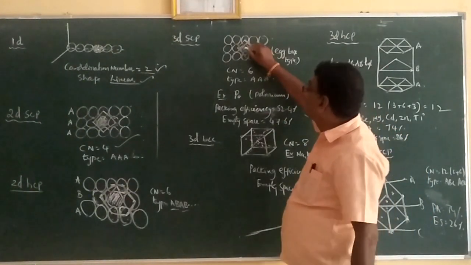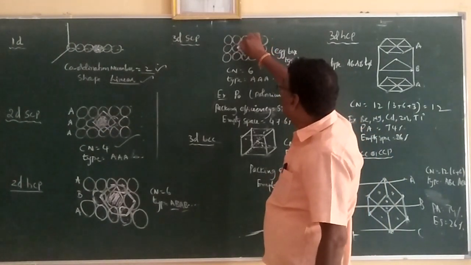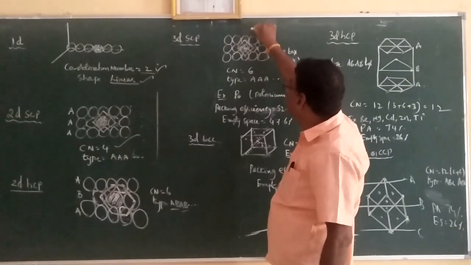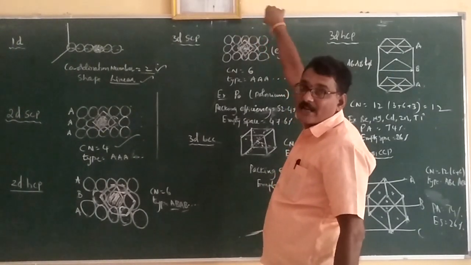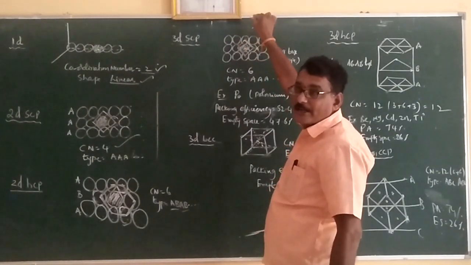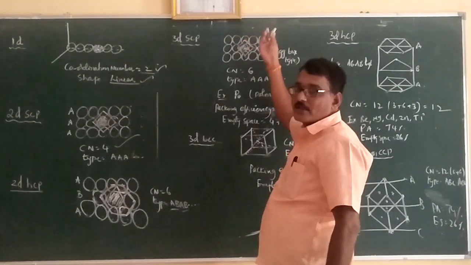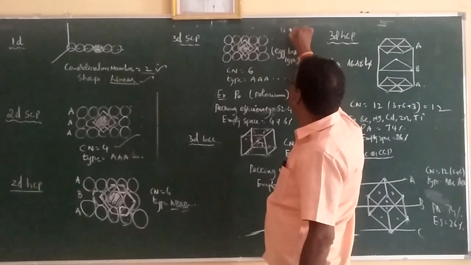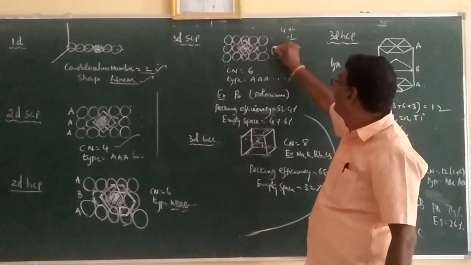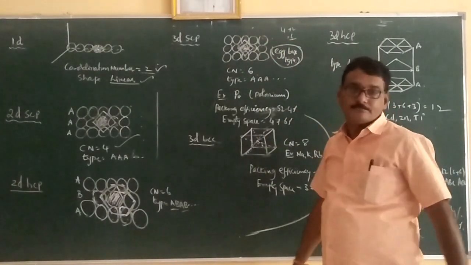So that's why these spheres contact 4 spheres: back side touch and front side, upside to back side. Here 4 is already there, but upside and downside too. Therefore 4 plus 2 is equal to 6. That's why, what am I writing here? Egg box type.